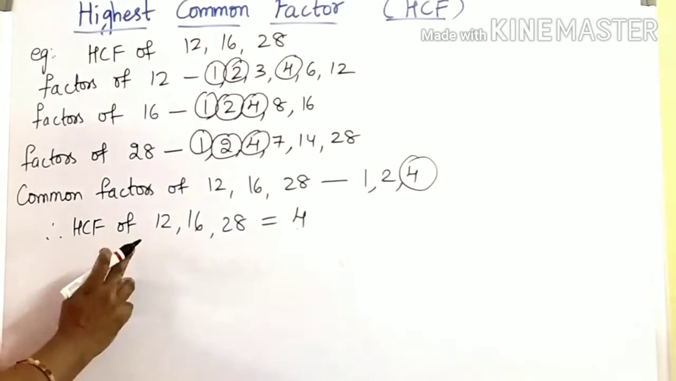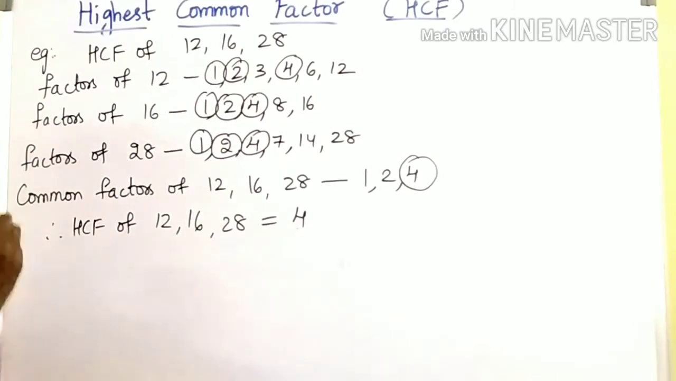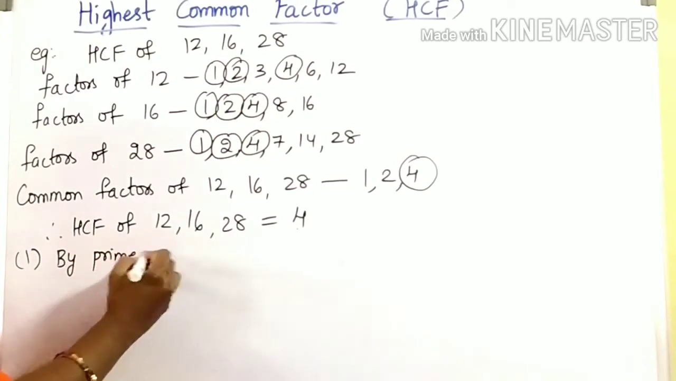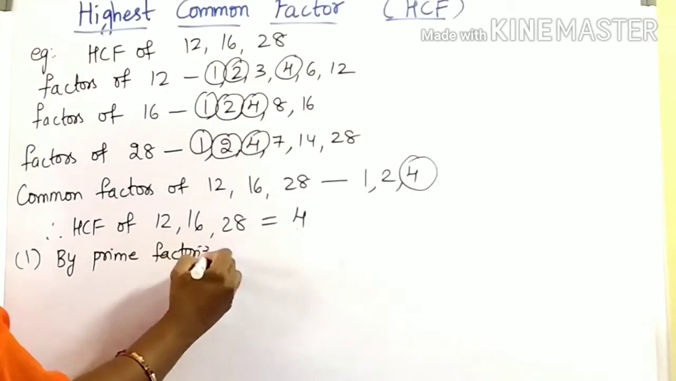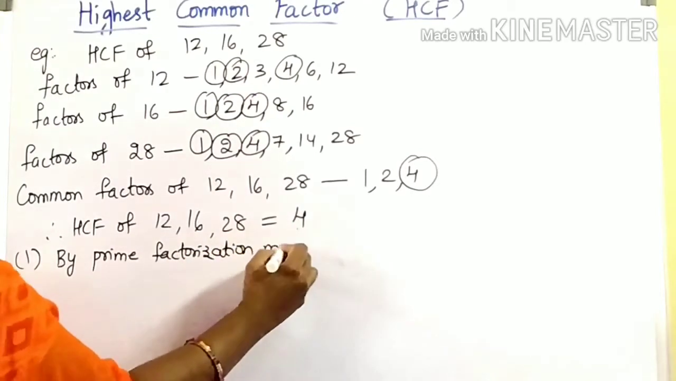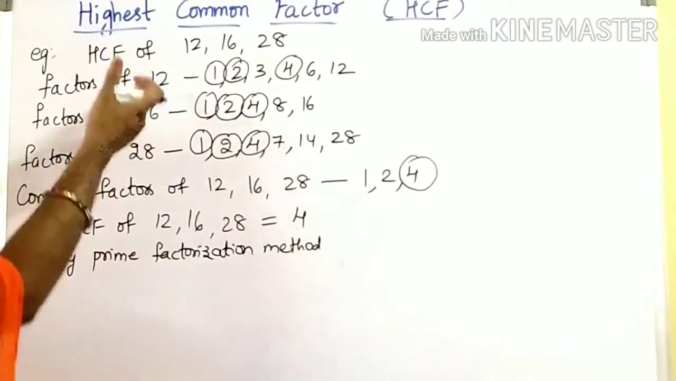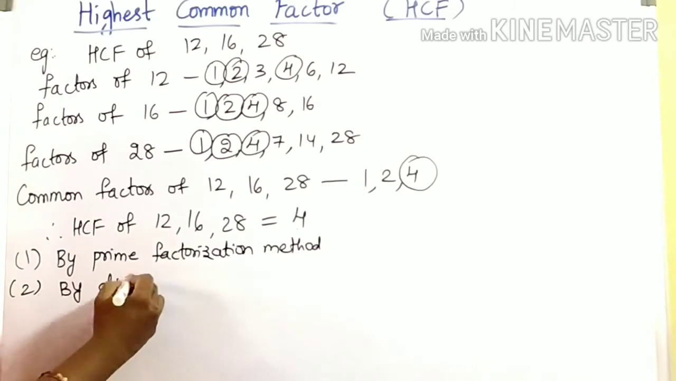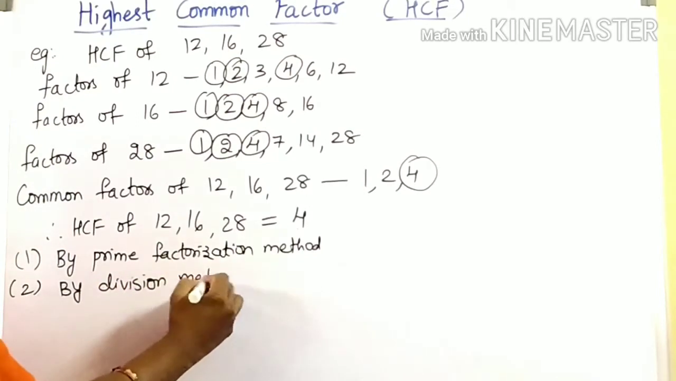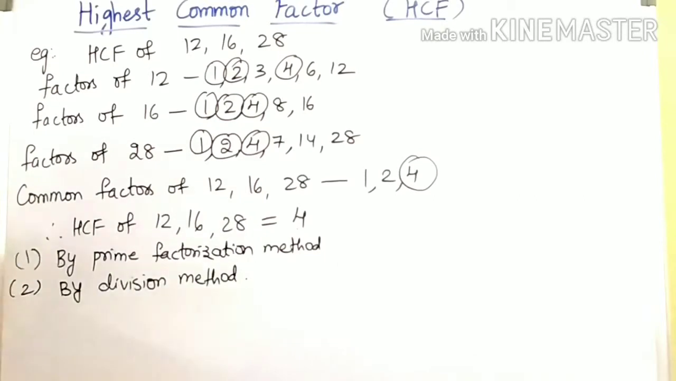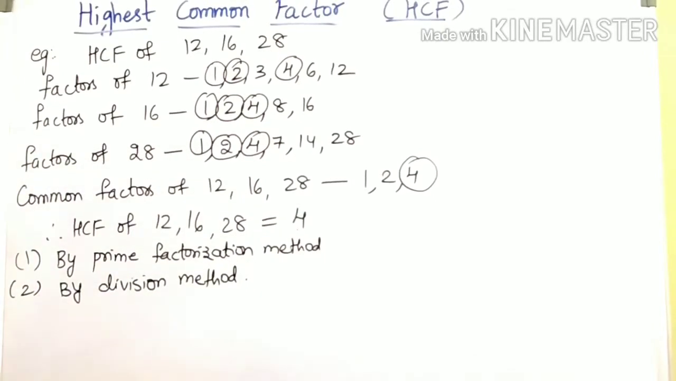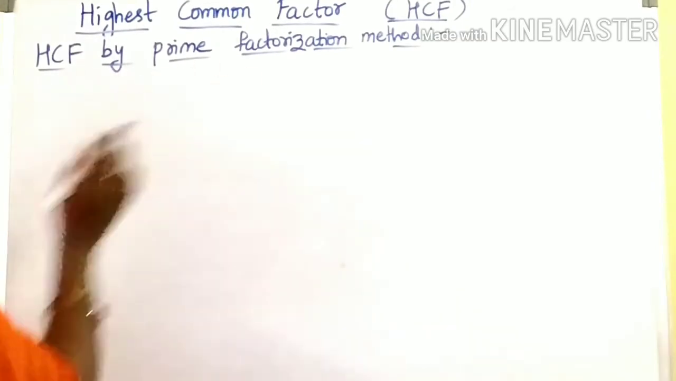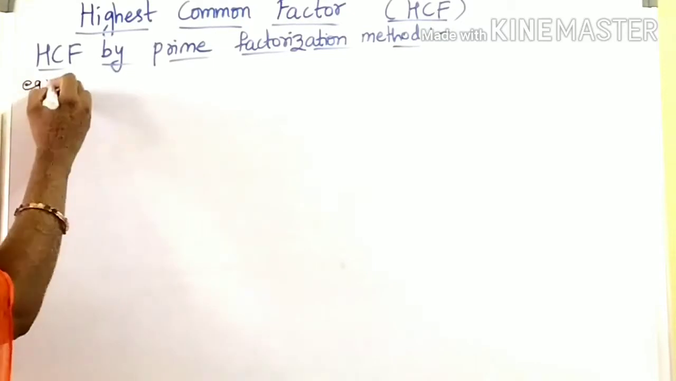We can find the HCF of any given numbers by using two methods, children. First method is the prime factorization method. Second method is the division method. I am going to discuss both methods in this video. First we will discuss the prime factorization method. By taking an example I am going to explain.